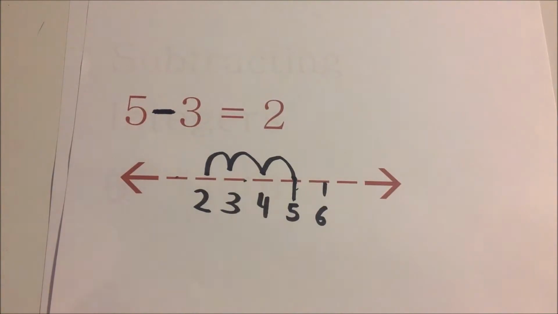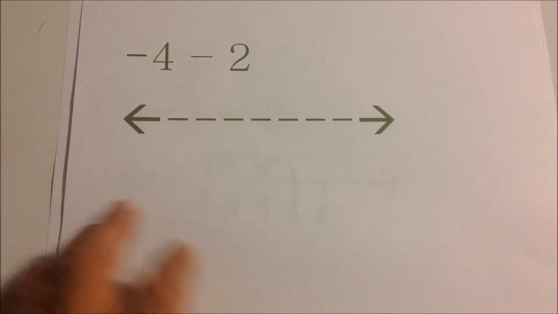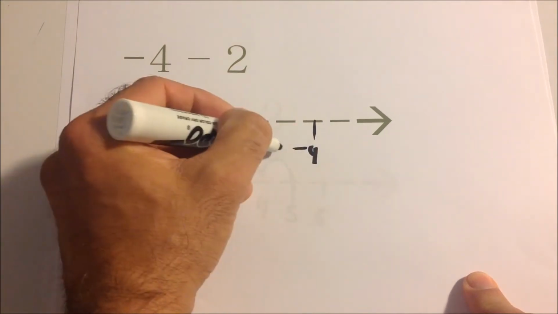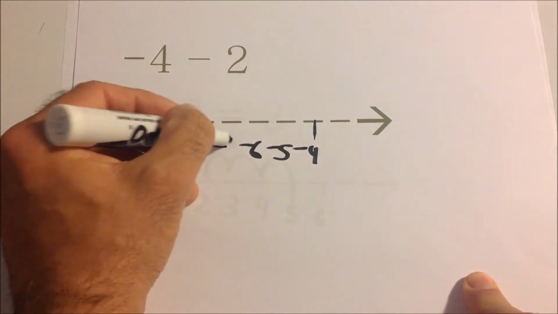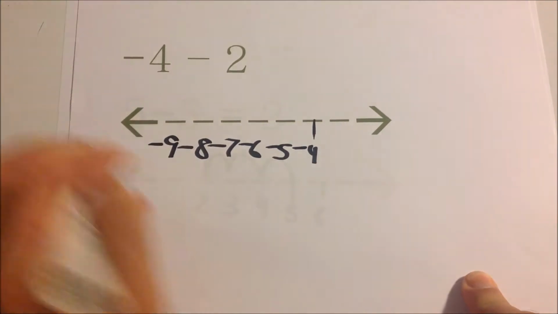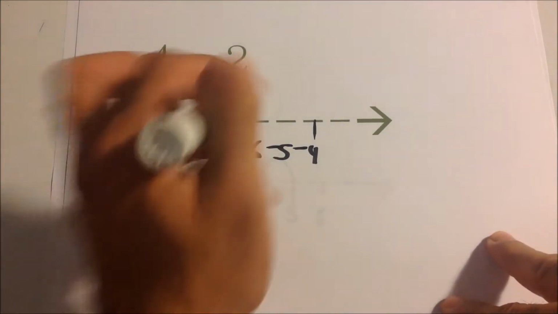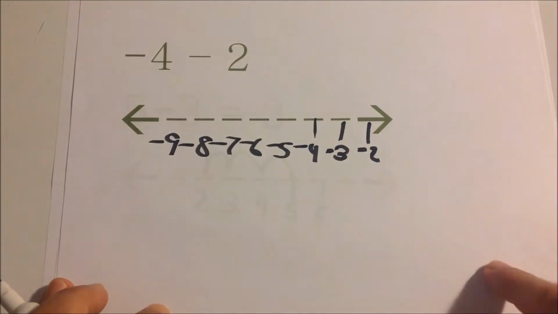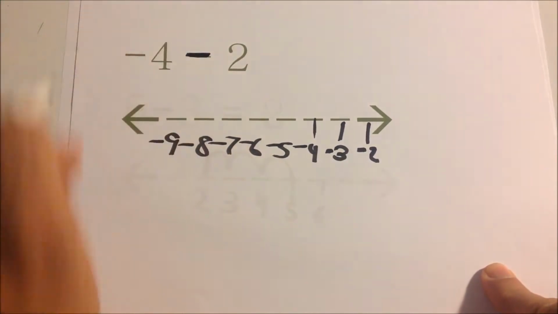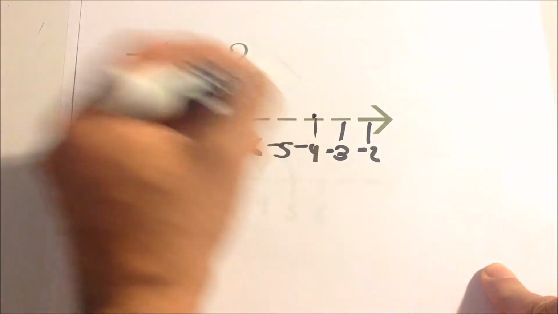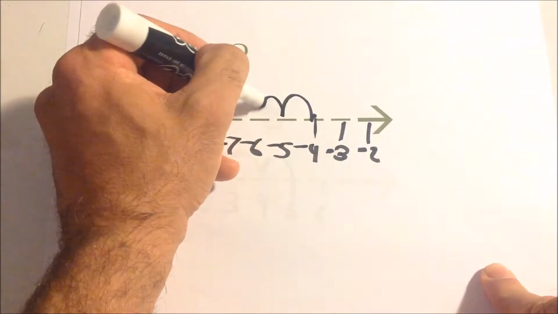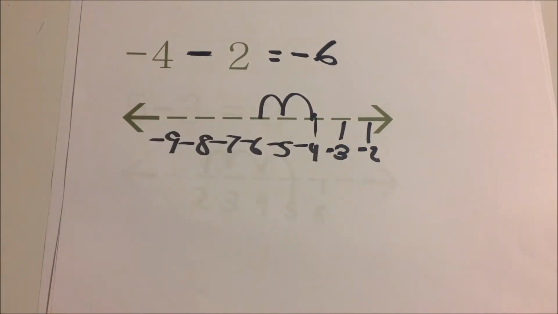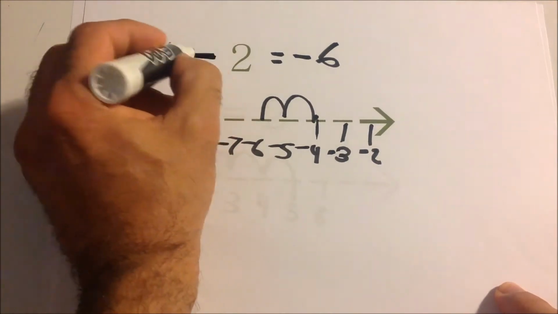And let's look at another example. Let's say we had minus 4, minus 2. So let's just put minus 4 over here. Let's say it's minus 4, minus 5, minus 6, minus 7, minus 8, minus 9, right? So negative 4, minus 4. Get used to doing that. Negative 3, negative 2, let's say. So now, again, the minus sign tells us to go to the left. So we have minus 4, and we want a minus 2. 1, 2, and we'll get negative 6. So we can do it on a number line if we remember the minus sign.